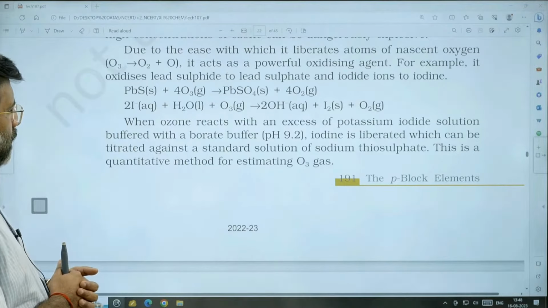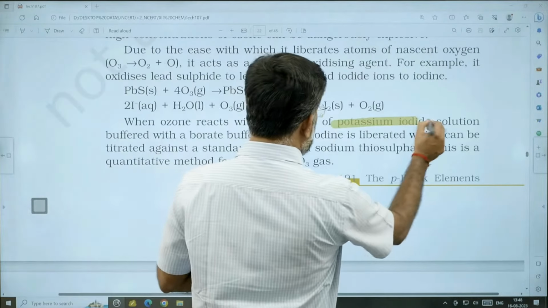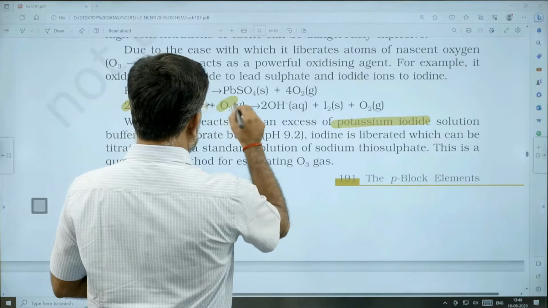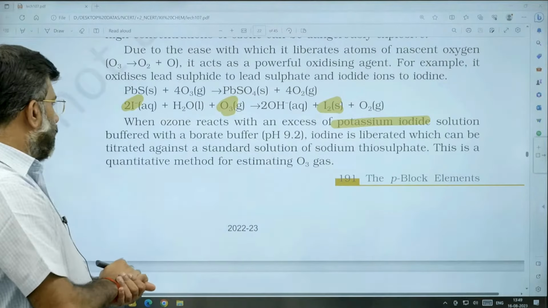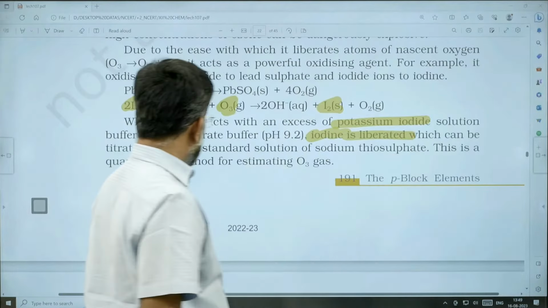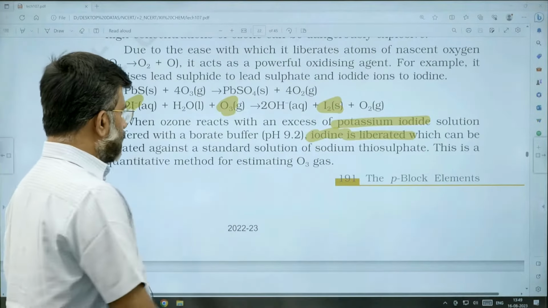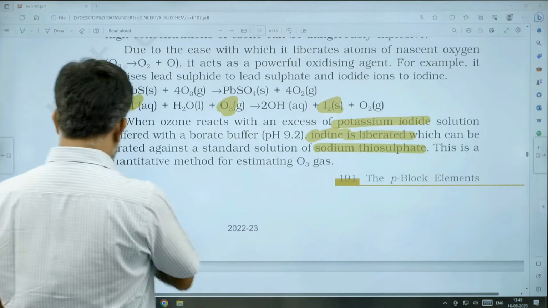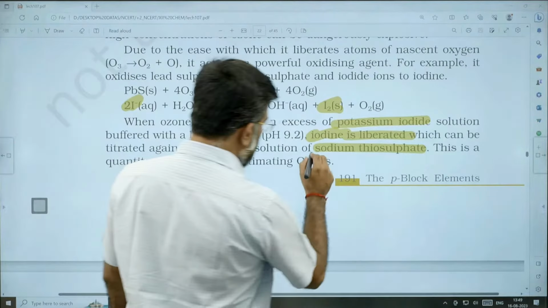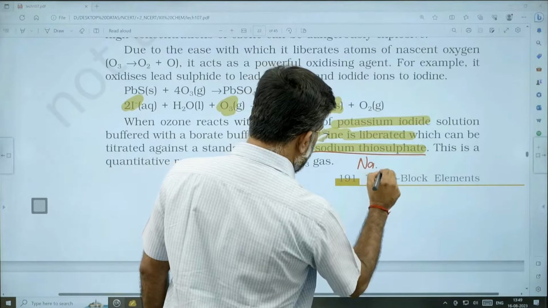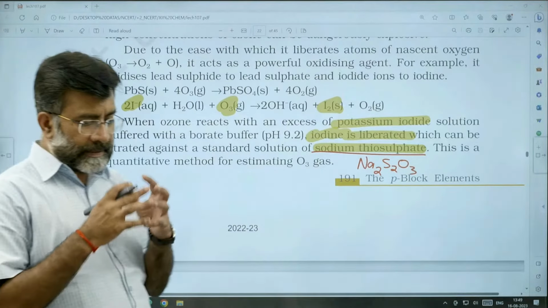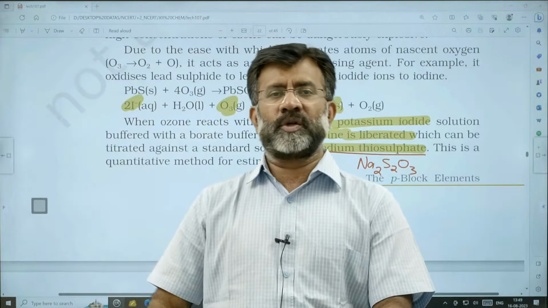When ozone reacts with the excess of KI, you get iodine. Buffered with the borate buffer, iodine is liberated, which can be titrated against a standard solution of sodium thiosulfate, hypo solution. What is hypo solution? Sodium thiosulfate, Na2S2O3. And that stands as a quantitative estimation of ozone.